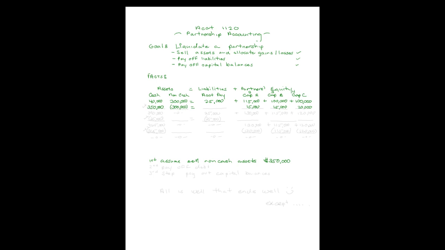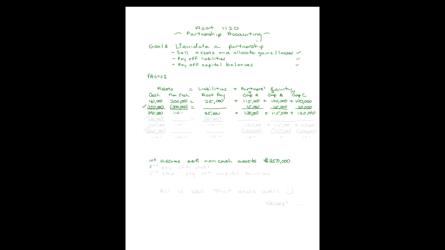So where are we after this transaction? I have $390,000 cash. I have no more current assets. I owe $25,000 in liabilities. Partner A has $130,000. Partner B has $115,000. And partner C has $120,000. Take a second and check the math, and you'll see that I'm in balance. And this would have been the journal entry I made to sell off the non-cash assets. And then I would have closed it into the partners' accounts.